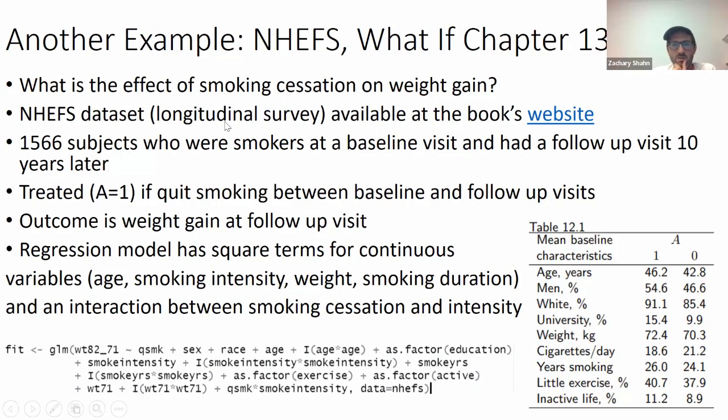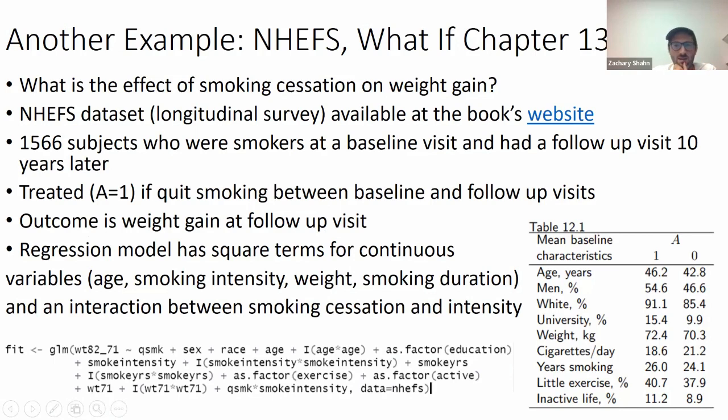And the question that we're going to use this data set to try to answer is, what is the effect of smoking cessation on weight gain? The data set that we're going to use is going to be limited to 1,566 subjects who were smokers at baseline. So in their 1971 interview, they were smokers. They're considered treated if they quit smoking between baseline and the follow-up visit. Otherwise, they're considered not quitters. A equals 0 otherwise, so it's binary. The outcome is weight gain at the follow-up visit.